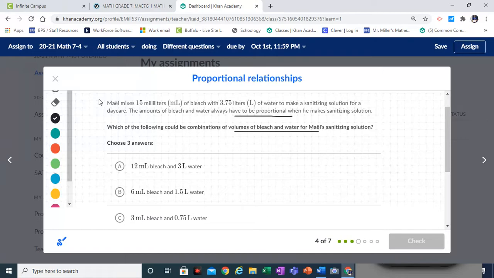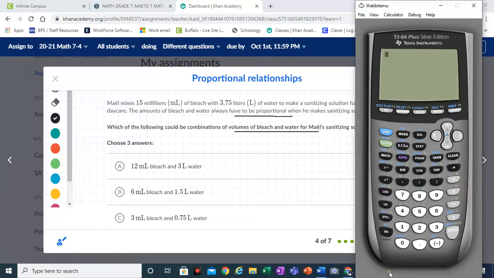So there's three answers. What we need to do is, it doesn't really say the order to divide, because it didn't say like bleach to water. So what we would want to do here is just make sure it's bleach to bleach. So in this case, I'm going to do the number here divided by the number up here. So I'm going to do 12 divided by 15. You have to be consistent though.